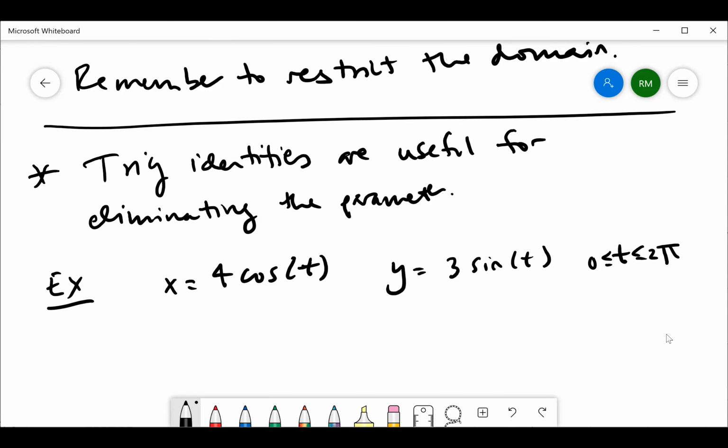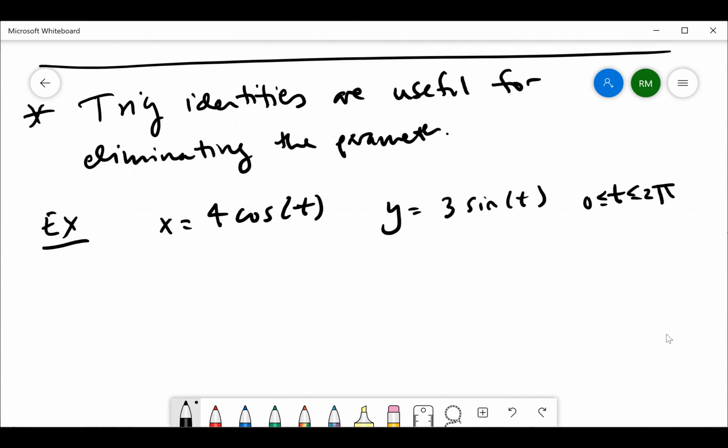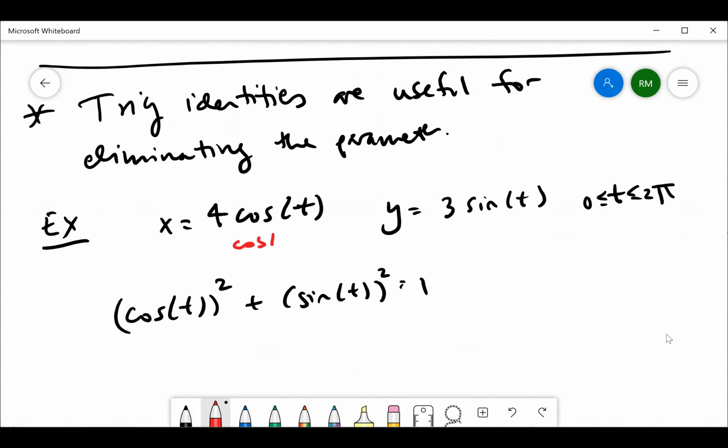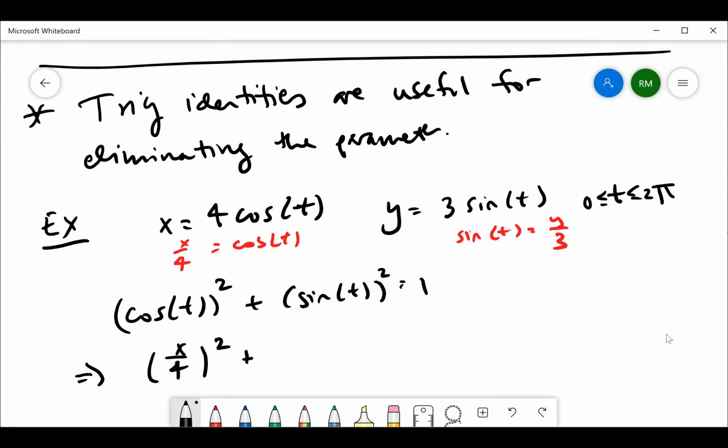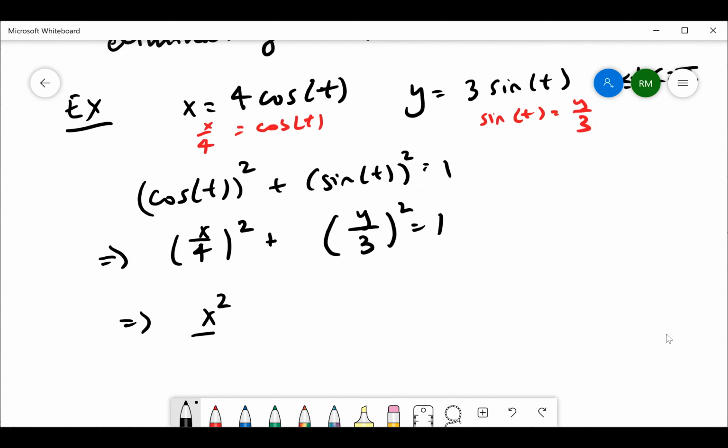At first, you think, well, there's only one trig identity that I know: cosine of t squared plus sine of t squared is 1. However, what's the cosine of t? Well, I think you'll find that the cosine of t is the same as x over 4, and the sine of t is the same as y over 3. So this becomes x over 4 squared plus y over 3 squared equals 1. Or in other words, x squared over 16 plus y squared over 9 equals 1. And what's this the equation of? We know from the previous section, this is an ellipse.